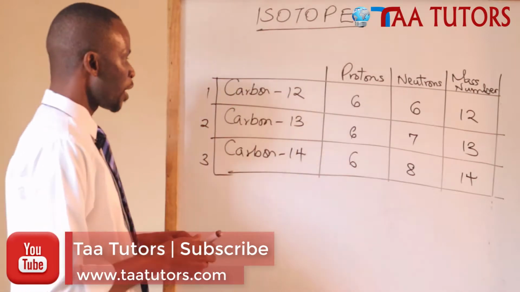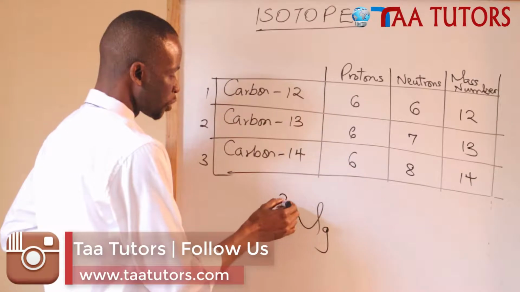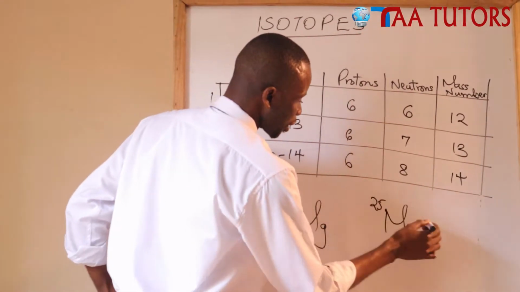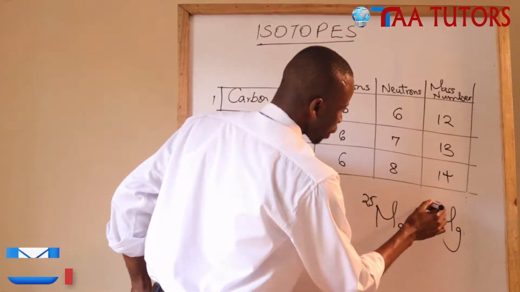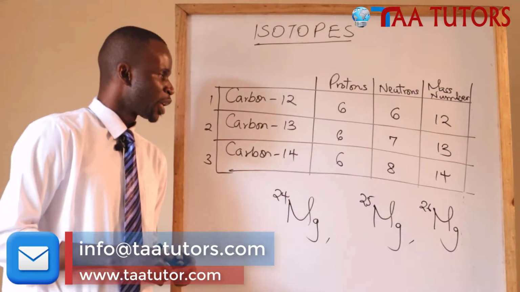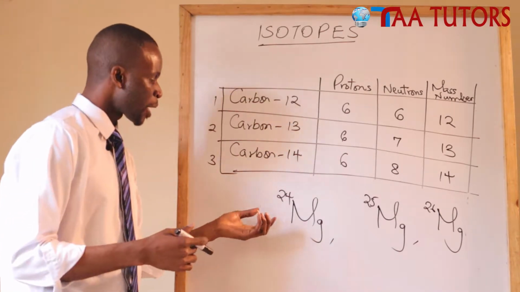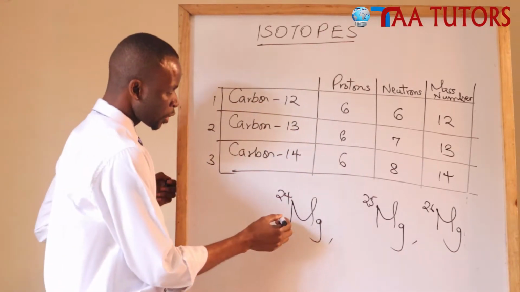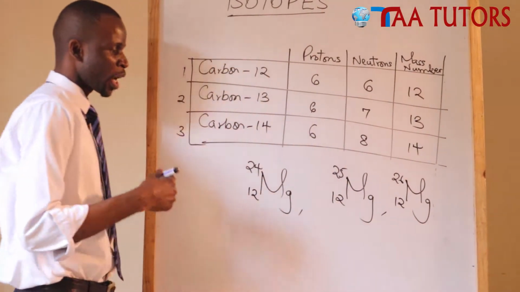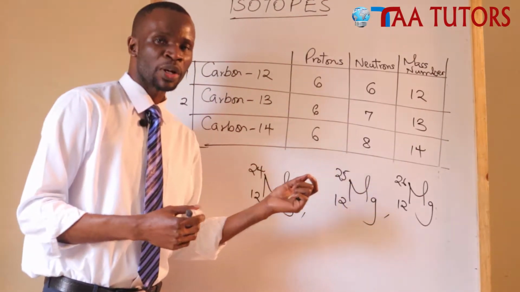Now, we also have isotopes of magnesium. I can use atomic symbols to indicate magnesium 24, magnesium 25, magnesium 26. These are 3 isotopes of magnesium. Some isotopes have 3 atoms, some have 2. The atomic number of magnesium is 12, because we have defined isotopes as atoms of the same element with the same proton number but different neutron number or mass numbers.